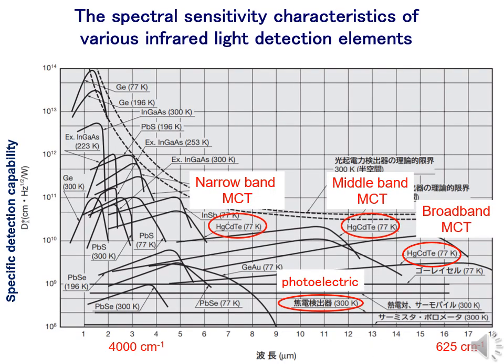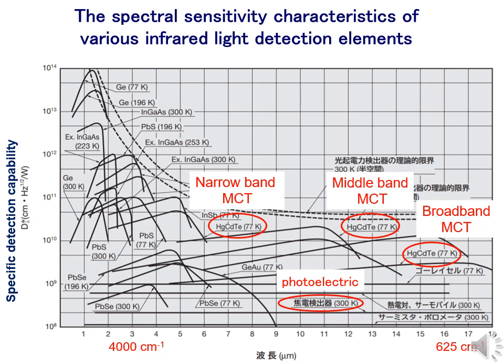This figure shows the spectral sensitivity characteristics of various infrared light detection elements. The horizontal axis shows the wavelength and the vertical axis shows the specific detection capacity D star. The straight line shown at the bottom of the figure is a pyroelectric type detector, which has low sensitivity overall, but has no wavelength dependence of sensitivity and can detect a very wide range.